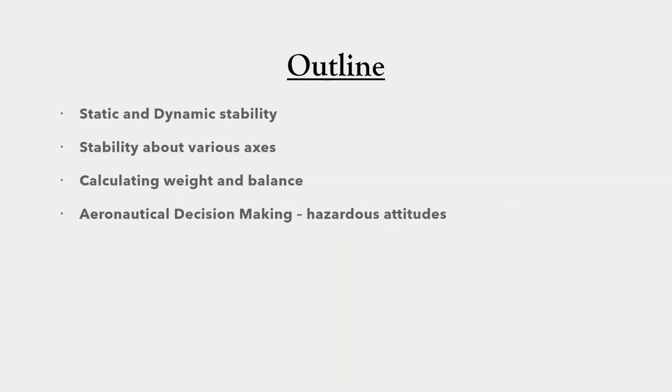So we'll start by talking about some definitions of static stability and dynamic stability. We'll talk about some different types of stability which relate to the different axes of a glider. Then we'll talk about calculating weight and balance so that we can make sure that we are in the right range and have the right amount of longitudinal stability.